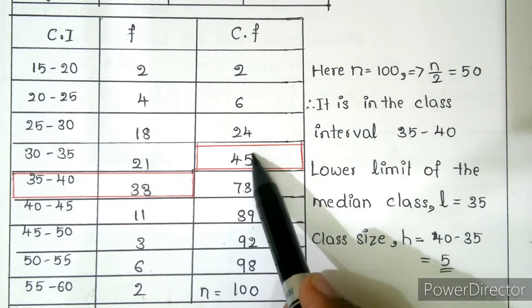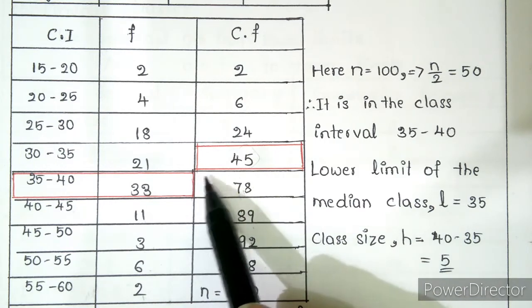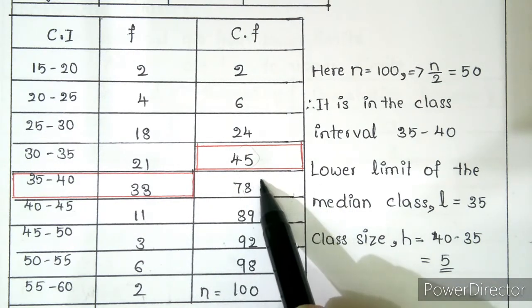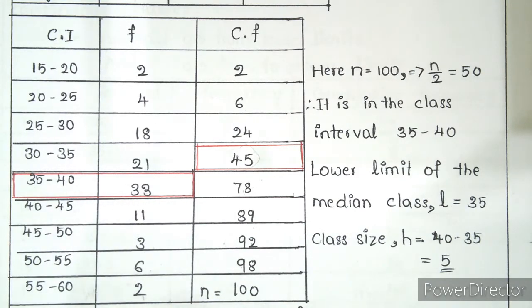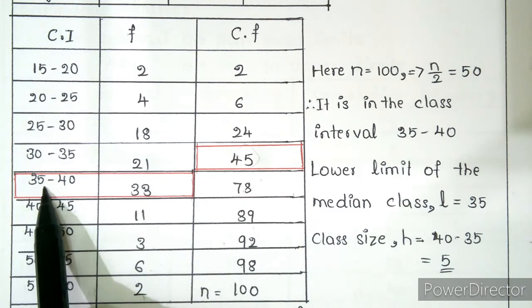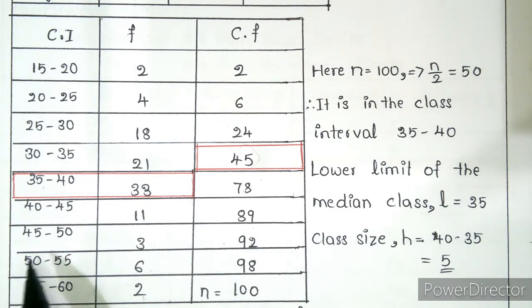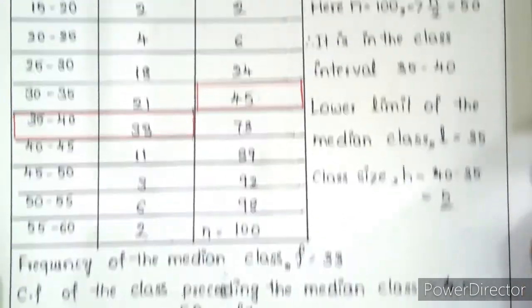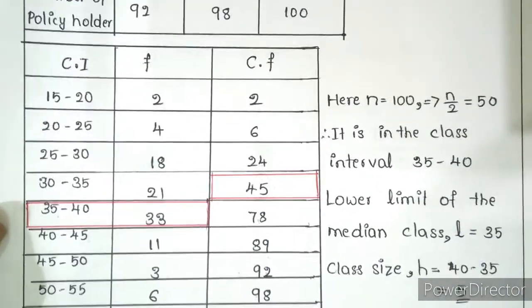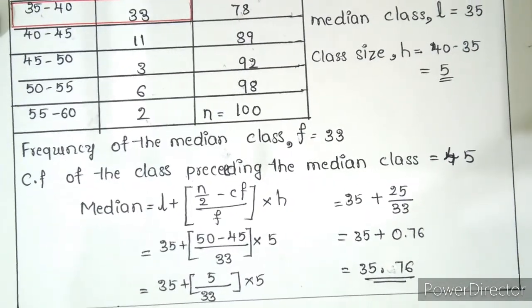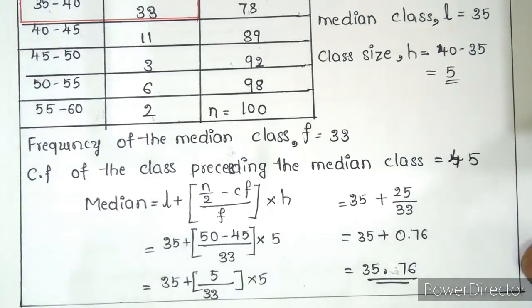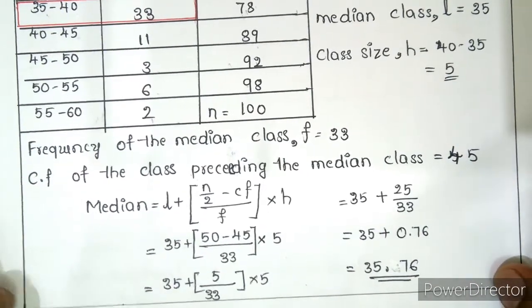So you see here 45 is here, then 45 to 78 is here, therefore 50 comes in the class interval 35 to 40. So therefore the lower limit of the median class, L, is equal to 35. So this is the lower limit. Class size is 40 minus 35, which is 5. The frequency of the median class, F, is equal to 33. The cumulative frequency of the class preceding the median class is 45.